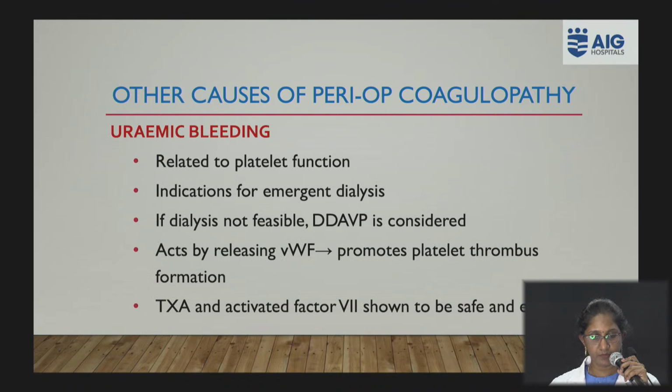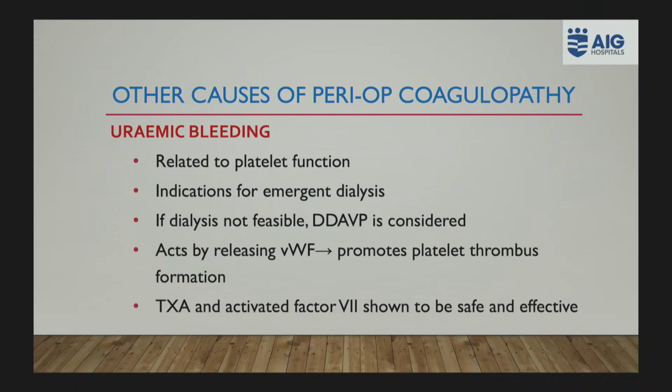Coming to uremic bleeding. The etiology of bleeding in uremic patients is likely multifactorial, but is mostly related to platelet function. Uremic coagulopathy is an indication for emergent dialysis if time allows. If a procedure is considered urgent or emergent and dialysis is not feasible, desmopressin may be given either intravenously, intranasally, or subcutaneously. It acts by releasing von Willebrand factor, which promotes platelet thrombus formation. Tranexamic acid and factor 7 have been shown to have some safe and effective role here.